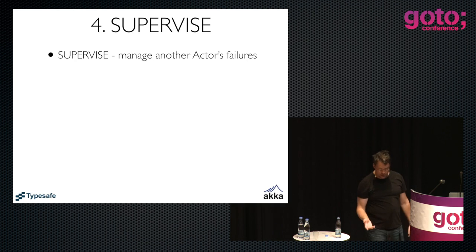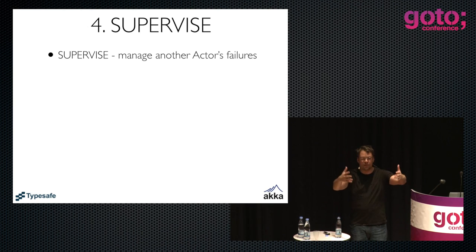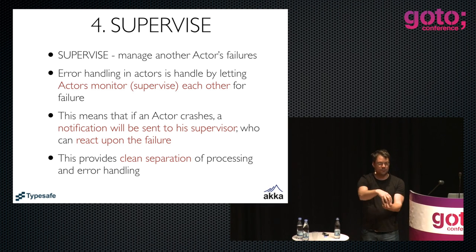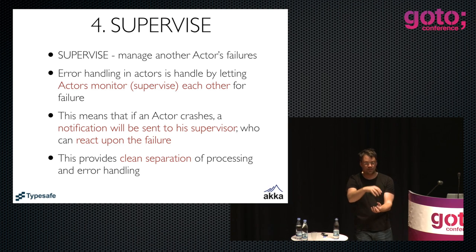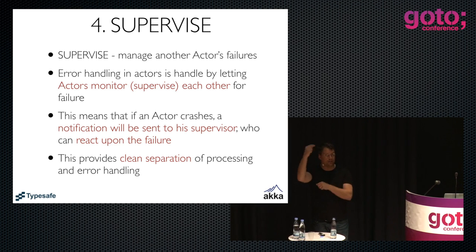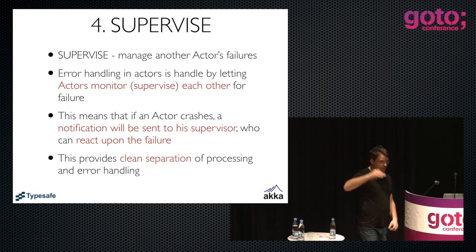What this means is that whenever something bad happens, the one that's actually running the code doesn't care. He just dies. Then a notification will be sent up to his parent, and he can take action upon that. So the business logic is completely free from error handling code. Secondly, it's configured rather than coded. It's all declaratively configured inside each of the parents.